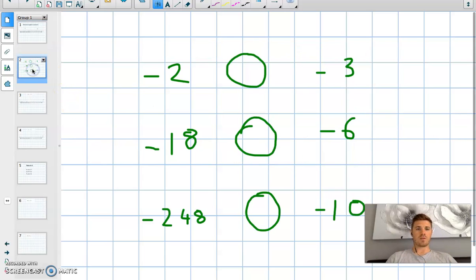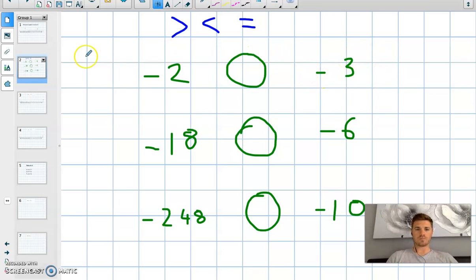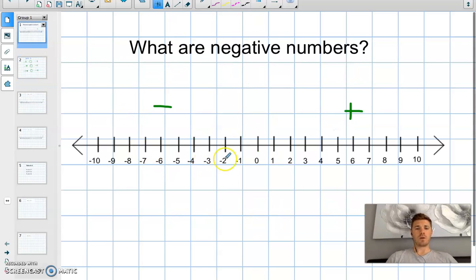Okay? So we'll start off by comparing a few to see which ones are bigger or smaller. When we compare numbers, we use the greater than, less than, or equal to sign. Our first two numbers we're going to compare are -2 and -3. So if we look back at our number line, I'm going to circle -2 and I'm also going to circle -3.